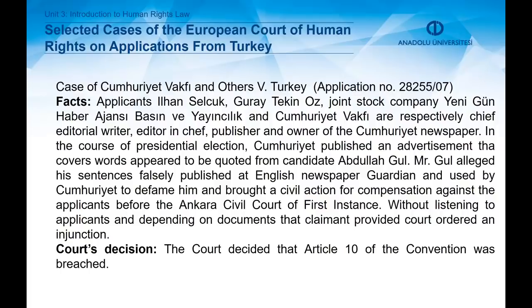Without listening to the applicants and depending on documents that the claimant provided, the court ordered an injunction. The European Court decided that Article 10 of the Convention was breached.